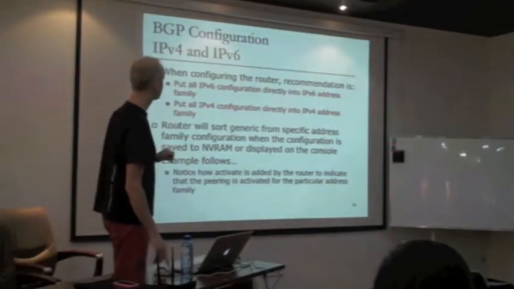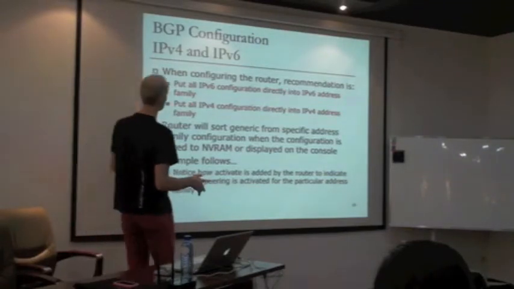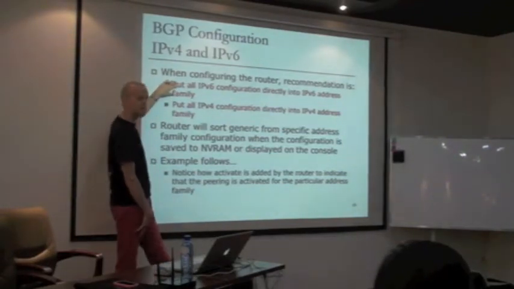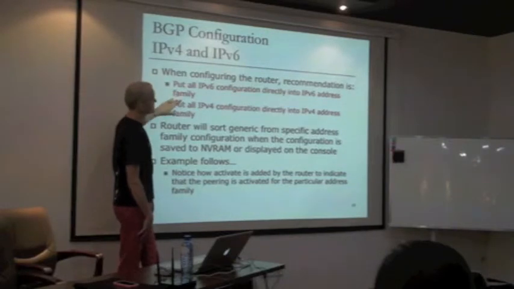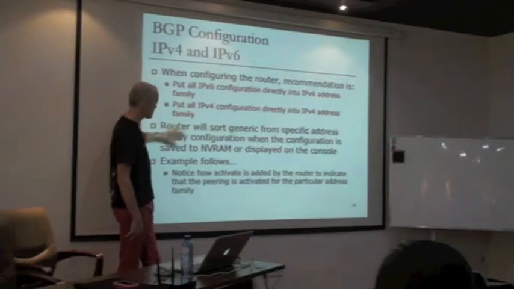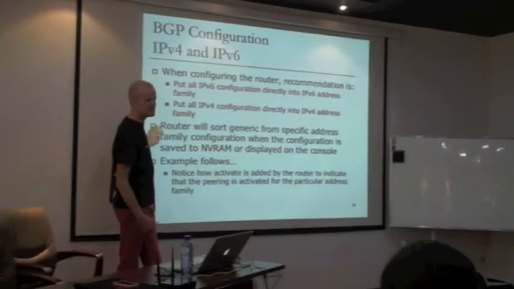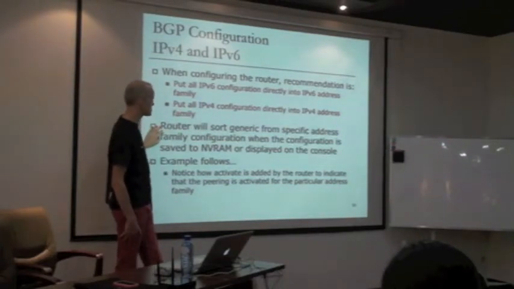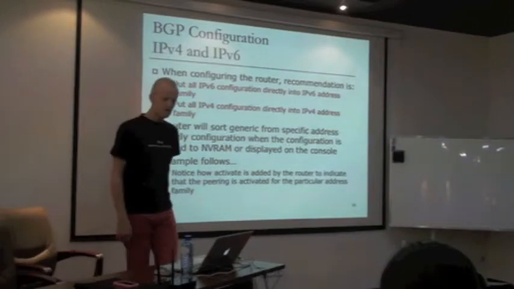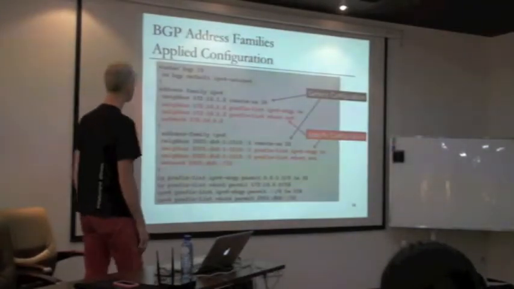How to sort out the configuration. My advice is to put all the v6 configuration into the v6 address family, and all the v4 configuration into the v4 address family, and the router will sort this out. It knows what has to go where. It knows what's generic and what isn't. So you would type it in something like this.